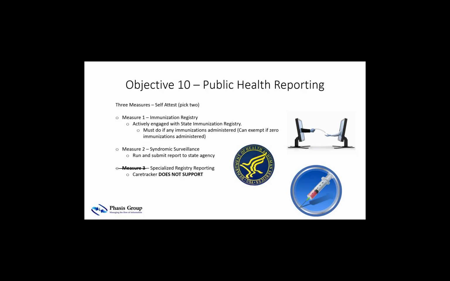The second half of that is syndromic surveillance. This is basically running reports and submitting. Most of the states aren't ready, so both of these can be kind of easy. They'll be self-attestation, and as long as you have the capability of syndromic, which you do, or if you're submitting, if you are administering immunizations, as long as you're engaged with the state, you'll be in good shape. So, Bradley, I'm going to go ahead and switch it over to you.